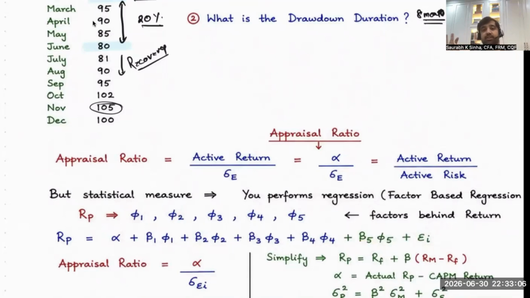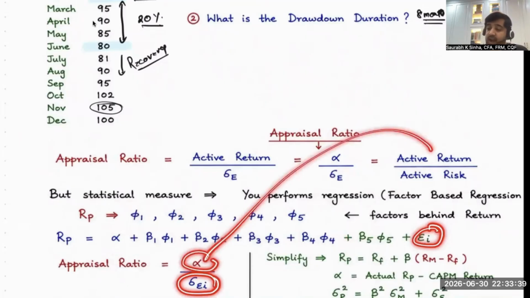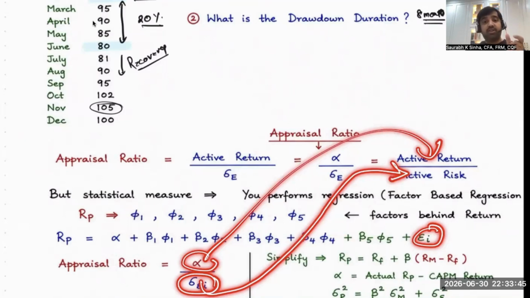When you complete this regression, only then can you calculate the appraisal ratio. The alpha is the excess return that no factor can explain. When you do the regression, you will get your beta naught, that is your alpha. And in every forecast with this regression, there would be error. The standard deviation of that error is the active risk. So alpha is the active return and the standard deviation of the error term from the regression is your active risk in the appraisal ratio. So it's not straightforward.